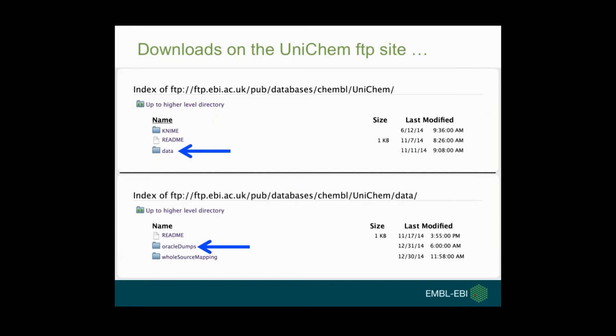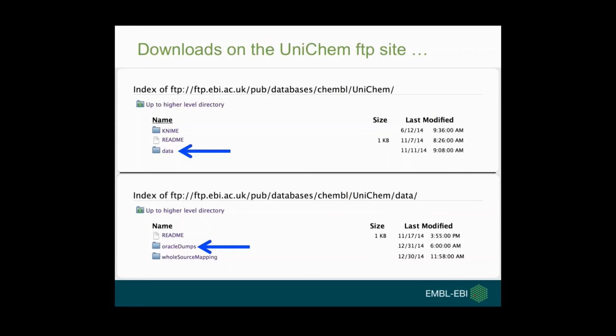There at the topmost level, there's a KNIME and data directory. I'm not going to talk about the KNIME one at the moment. That's full of KNIME protocols for drawing information from UniChem. You're welcome to explore it. But the data directory is what I'd like to drill down on now. If you drill down on that, you'll see what you see in the bottom panel of this slide, where there are two directories, Oracle Dumps and Whole Source Mapping.